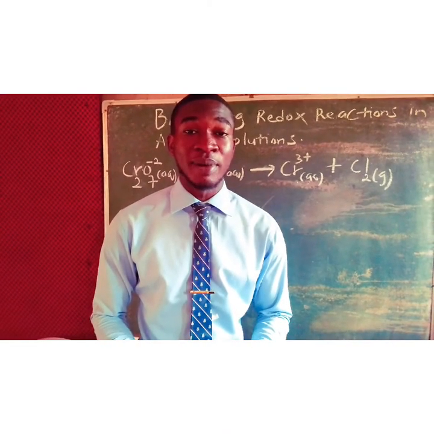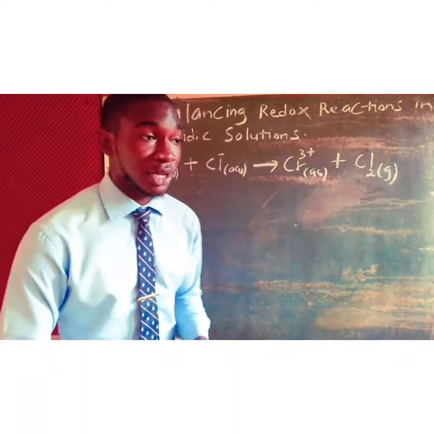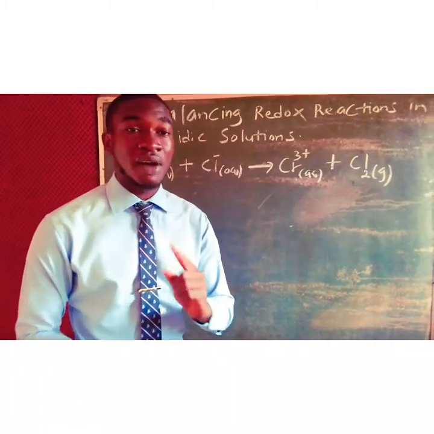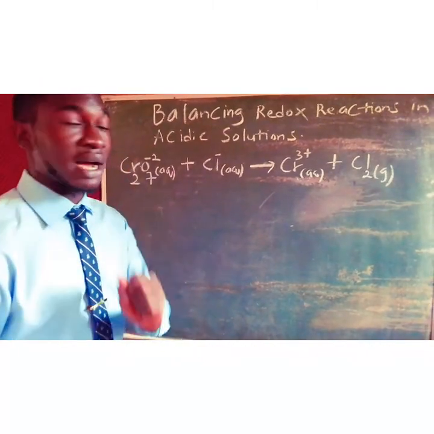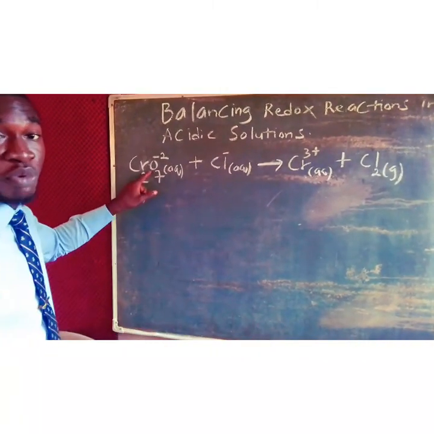Let's see how we can balance redox reactions in acidic medium. Considering the steps, the first step is to write down the half equations. So how can we write the half equations? We've done this before. Here, there is a removal of oxygen.